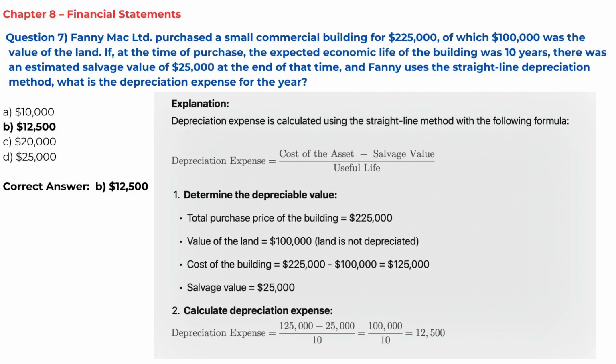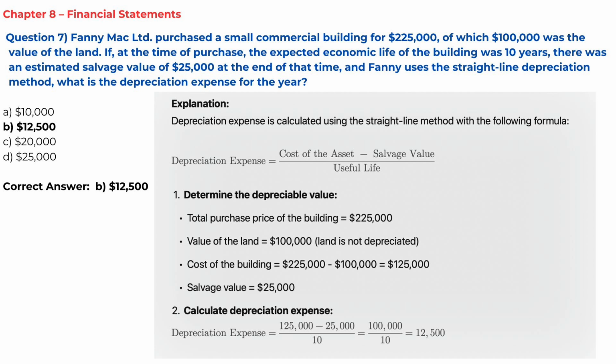Question 7. Fannie Mac Limited purchased a small commercial building for $225,000, of which $100,000 was the value of the land. If at the time of purchase, the expected economic life of the building was 10 years, there was an estimated salvage value of $25,000 at the end of that time, and Fannie uses the straight-line depreciation method. What is the depreciation expense for the year?